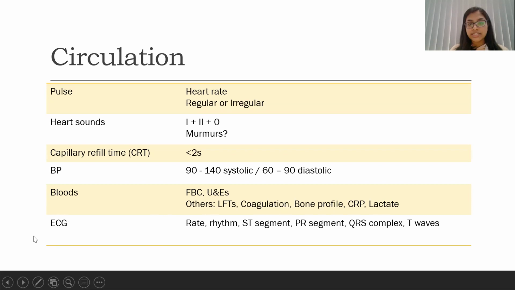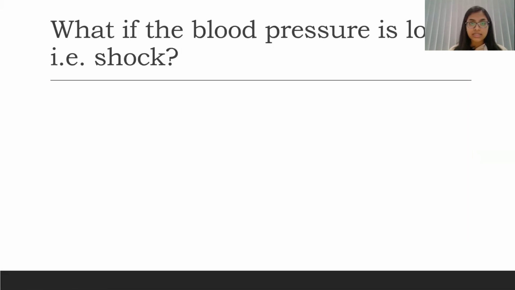You want to order an ECG, and on the ECG you want to check rate, rhythm, if there's any ST elevation, if the PR segment is there, if the P wave is even present. What about the T waves? Are they tall and tented? Does it indicate any types of abnormalities with electrolytes, etc.? Then let's say you find out that the patient's blood pressure is low. How would you manage that?